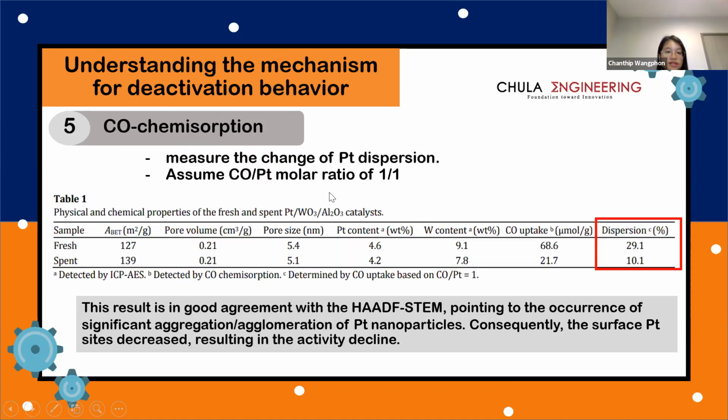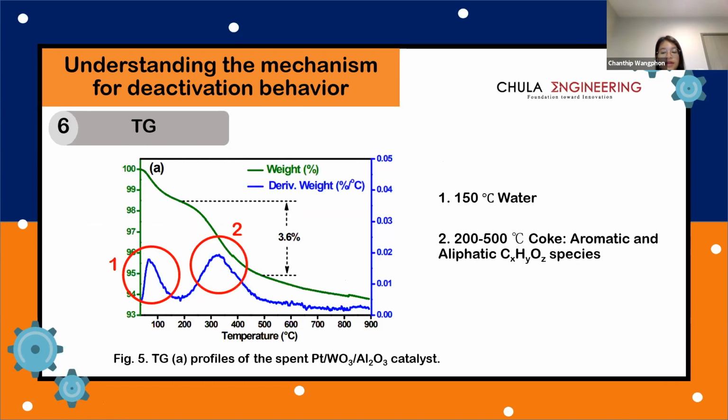In addition, they used carbon monoxide chemisorption to measure the change of the platinum dispersion. We can see that the fresh catalyst has a platinum dispersion of around 29.1, and after the reaction, the platinum dispersion dropped down to 10.1. From the results, we can conclude that the increase in platinum particle size affects the decrease of the activity. In addition to the accumulation of platinum particles, coking is another possible reason for the deactivation.